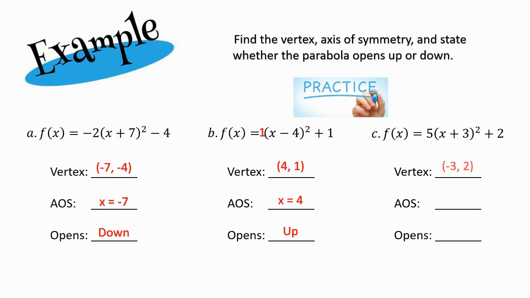The next one, you should have got negative 3, 2 as your vertex. Remember, it's opposite inside the parenthesis. On the outside, it's the same. And then x equals the x value is x equals negative 3. That's my axis of symmetry. And then this one opens upward because 5 is a positive number. All right, so whether you just looked at it and did it, or you looked at it and checked in Desmos, or you went straight to Desmos, all three of those are acceptable things to do to answer these questions.